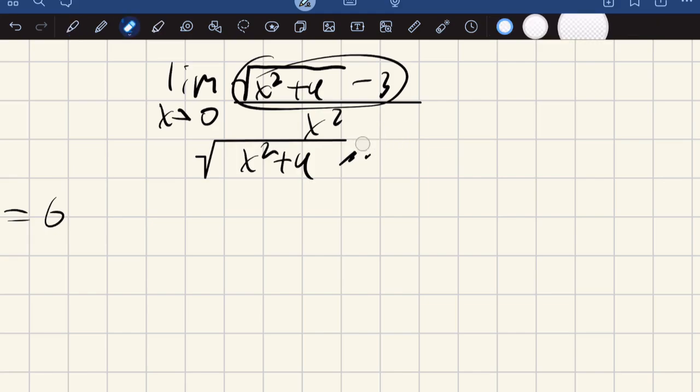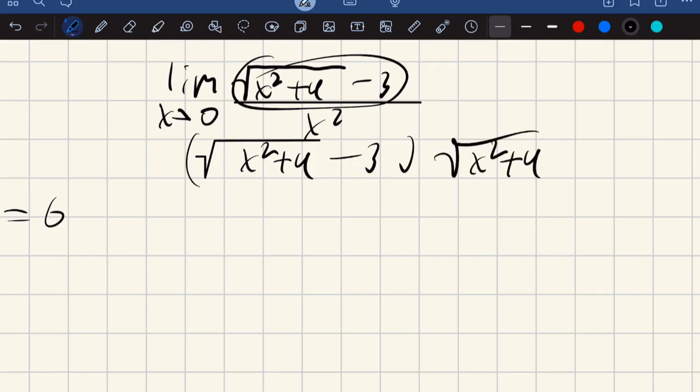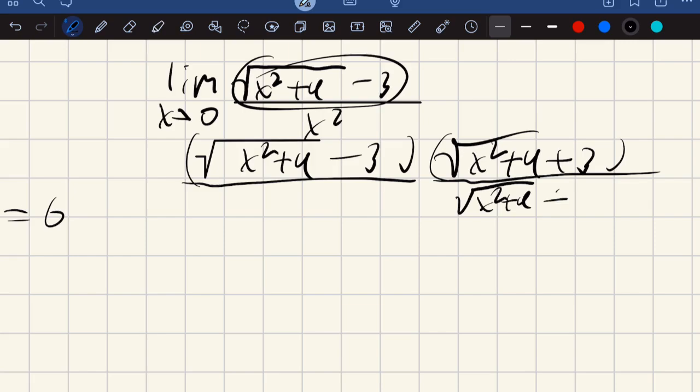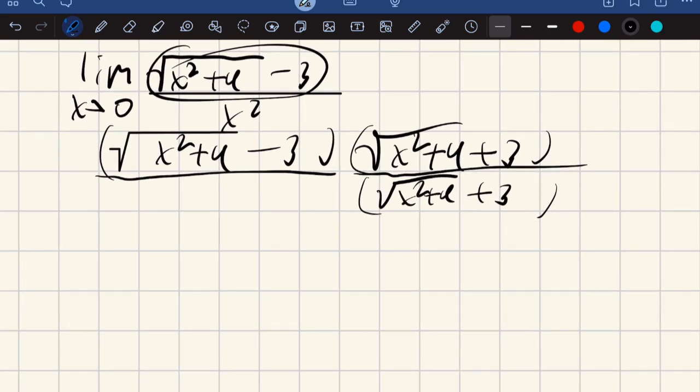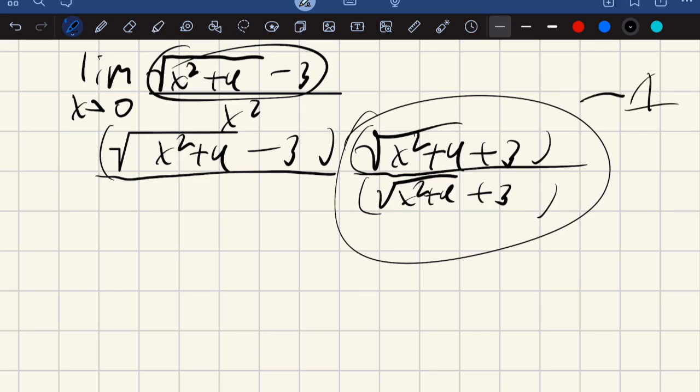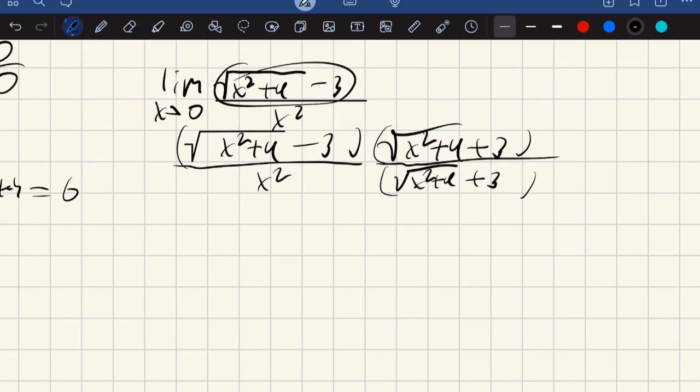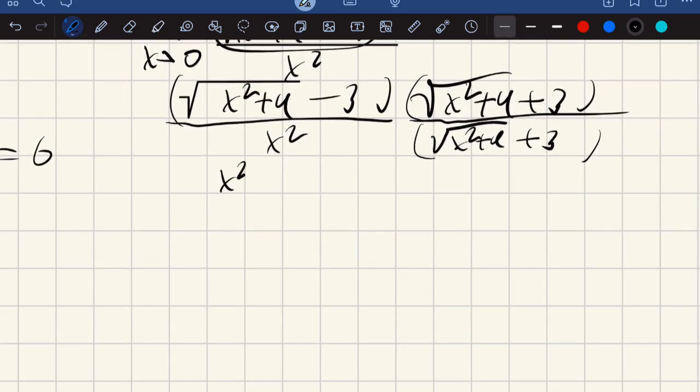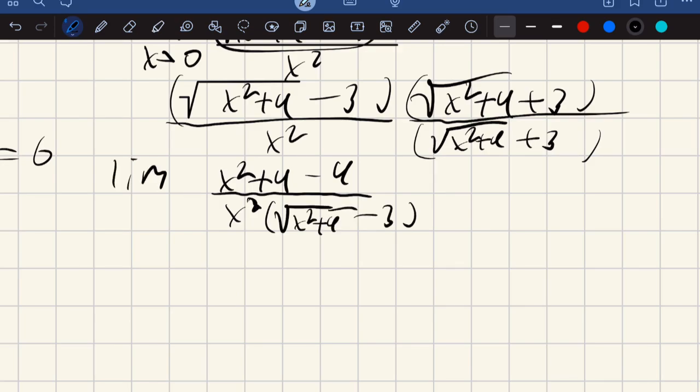Let's just make this shorter. And you multiply it by the opposite sign. So it would be square root of x squared plus 9 plus 3, and then you want the expression to be the same. So this is also called multiplying by 1, because this whole thing is just 1. And then we keep this the same. And then you multiply everything out. So then you get x squared plus 9 minus 9 over x squared times square root of x squared plus 9 plus 3. And don't forget your limits.